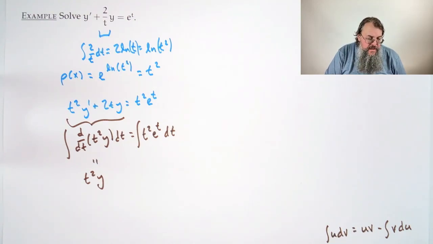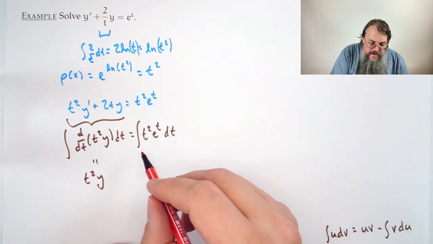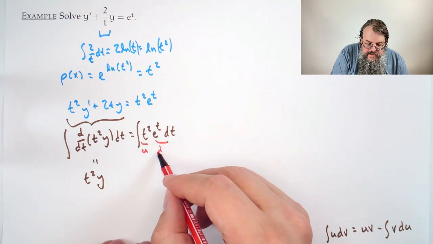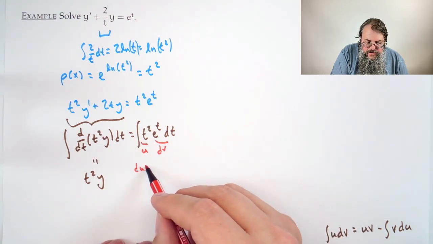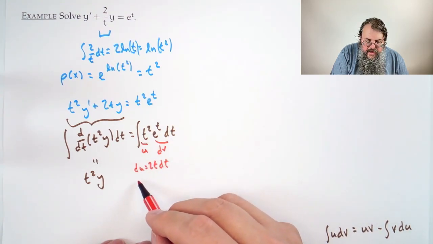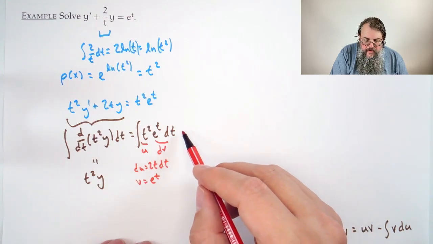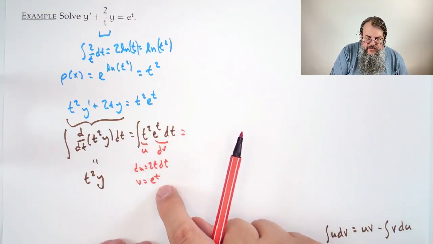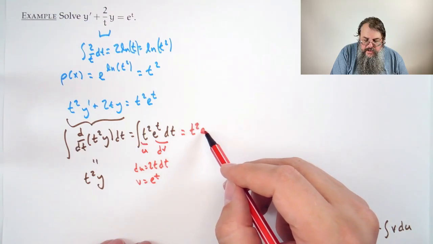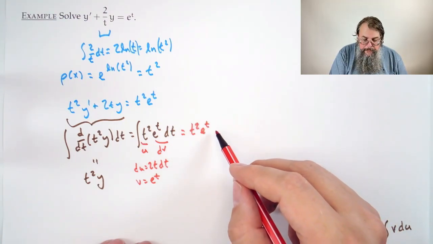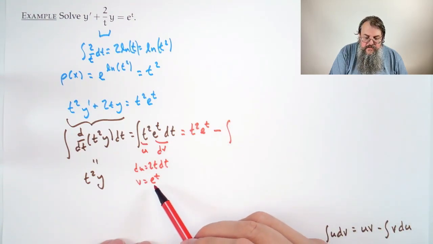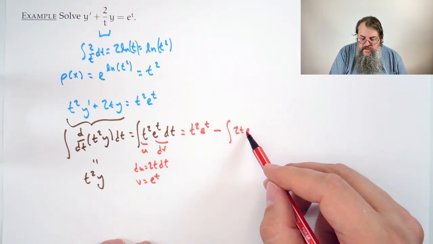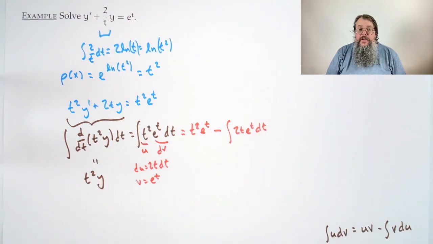So we begin. We're going to say, here's our u, here's our dv. So our du is 2t dt, and our v is e to the t. So we would have uv, t squared e to the t, minus the integral v du. So that's 2t e to the t dt. You're like, great, now what? Well, integration by parts again. That's right. We keep going.